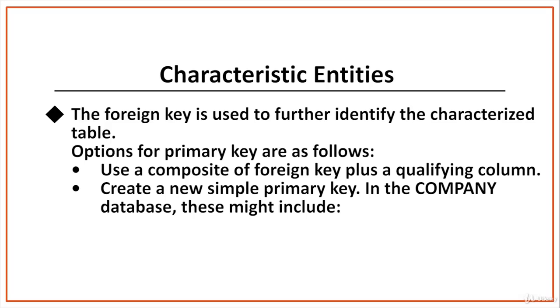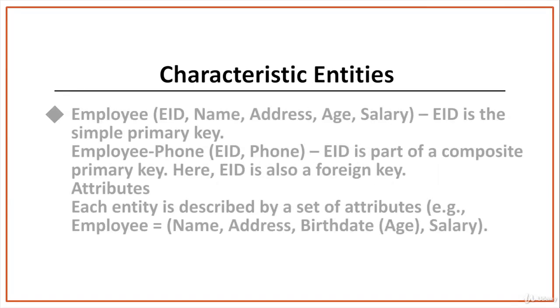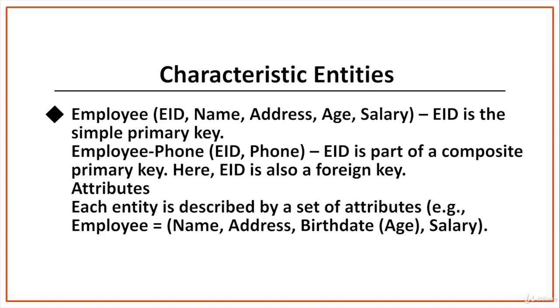Options for primary key are as follows. Use a composite of foreign key plus a qualifying column. Create a new simple primary key. In the company database, these might include employee, like EID, name, address, age, salary. EID is the simple primary key. Employee phone: EID, phone. EID is part of a composite primary key. Here, EID is also a foreign key.